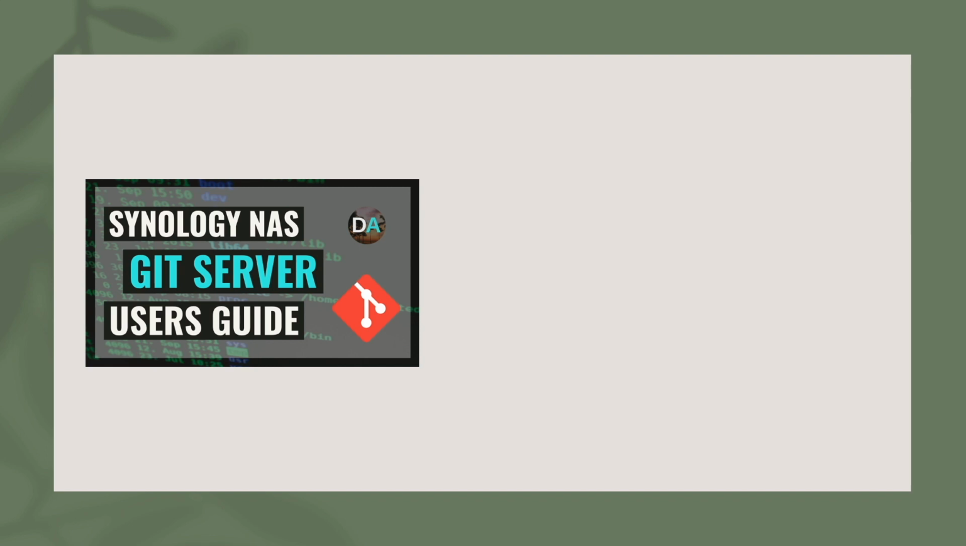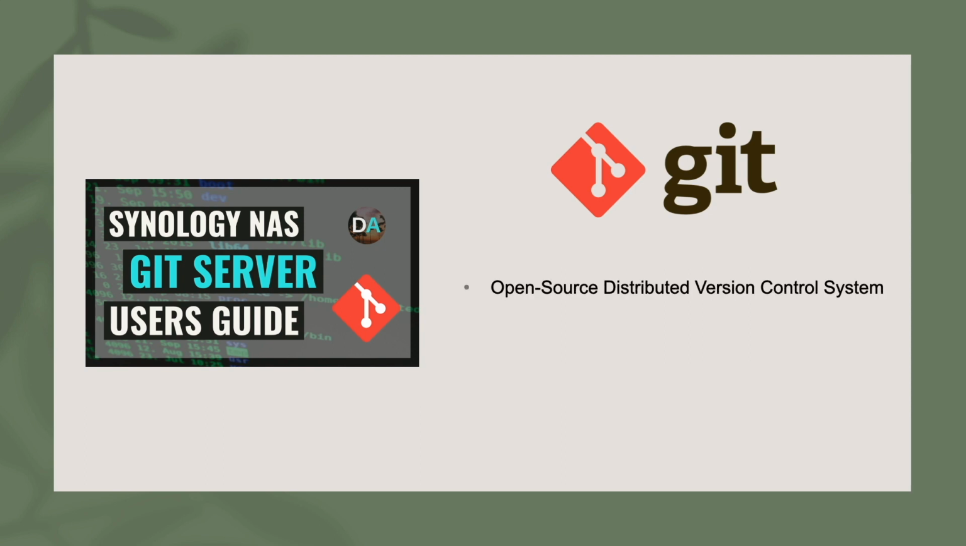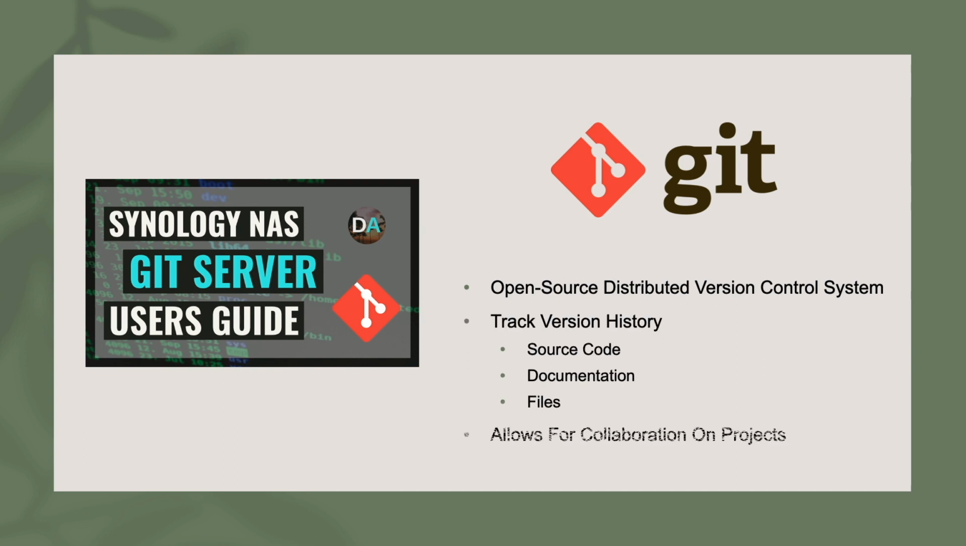In this video, I'll go over how to set up and use Git Server on a Synology NAS. Git is an open source distributed version control system that you can use to track the version history of source code, documentation, and files, allowing you to collaborate with others easily if needed.